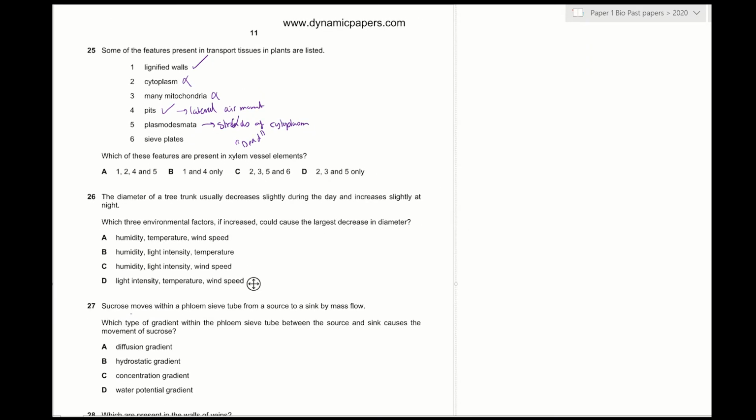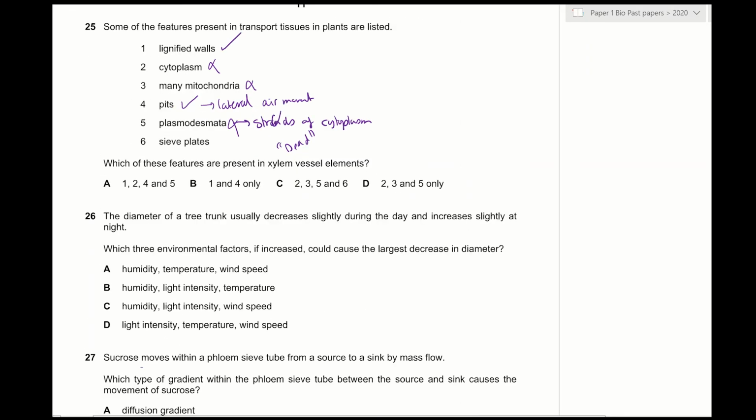Therefore, this is incorrect. Sieve plates. Sieve plates are only present in phloem sieve tube elements, not in xylem vessel elements, so this is also correct. The only correct answers are 1 and 4, and it's going to be B.